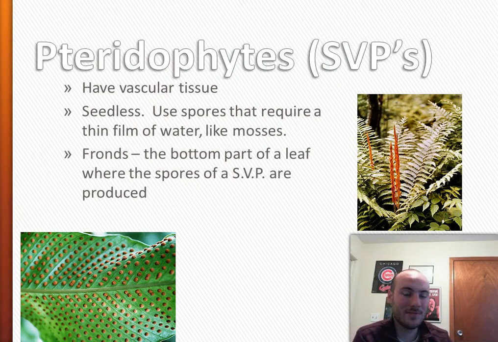This is different in pteridophytes, pteridophytes being ferns, for example. Now, pteridophytes have these things called fronds, and that's where spores are produced. Okay, so wait, spores, that must mean those fronds and that big leafy part that we think of when we think of ferns, those are the sporophyte. So the dominant stage of ferns are sporophytes.